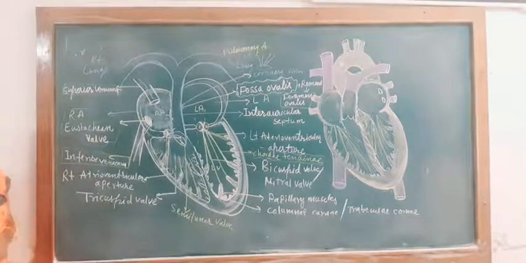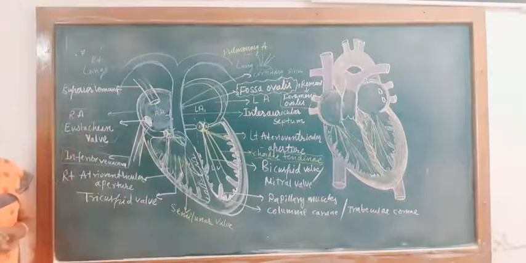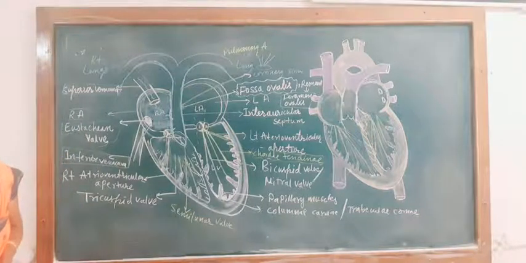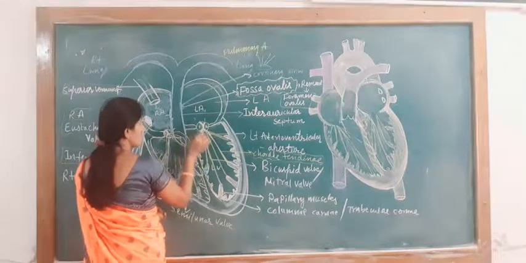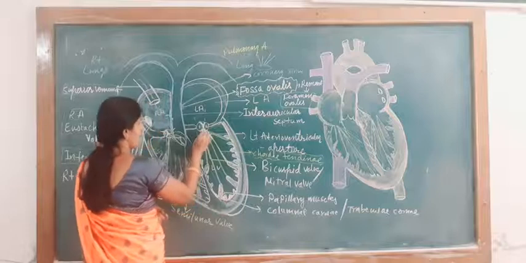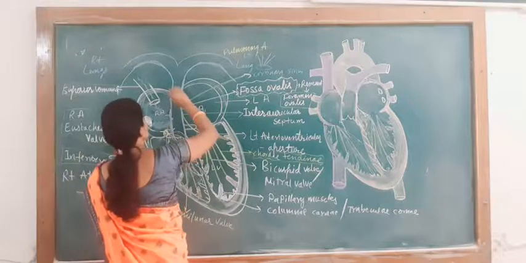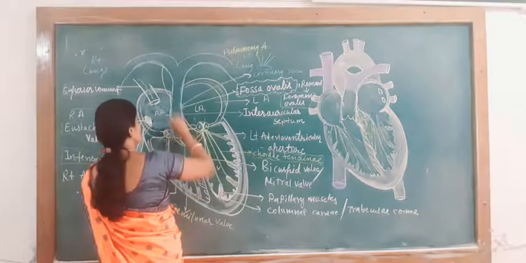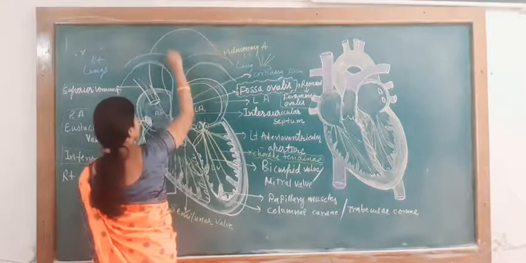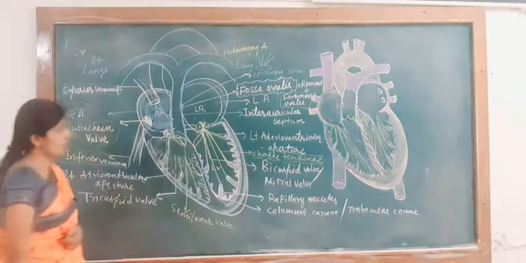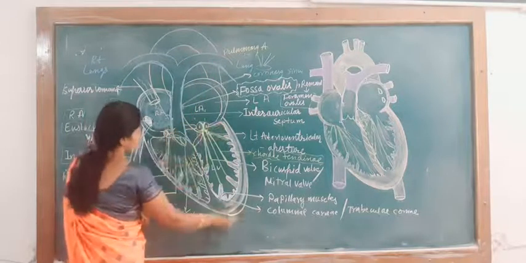Semilunar valves are present in the pulmonary aorta. Then the systemic aorta takes its origin from the left ventricle. From here, the systemic aorta, the largest aorta, takes its origin from the ventricle. Which ventricle? From the left ventricle, which carries blood towards the body parts.